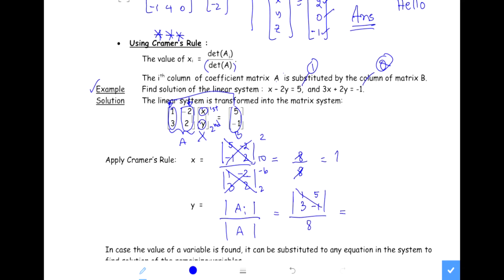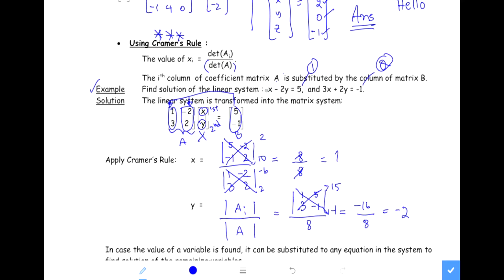Okay. So cross down is minus 1, cross up is 15, right? Down minus up is negative 16. Divide by 8. Then you have negative 2, right? So your y is now negative 2, right? Let's go check if that's correct or not. Let's check it out.